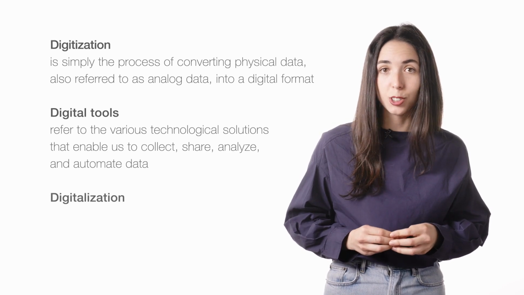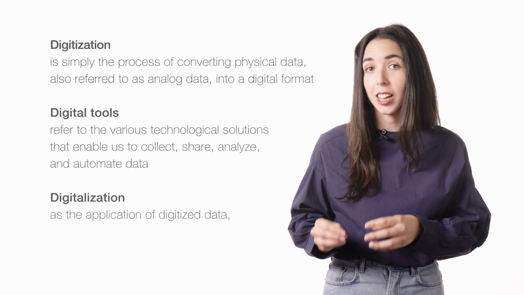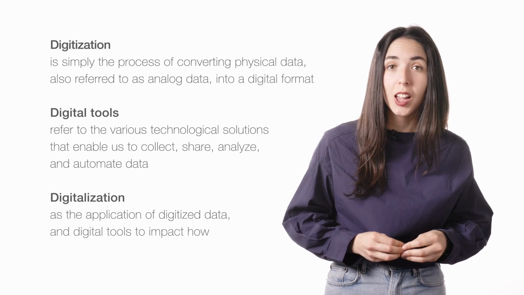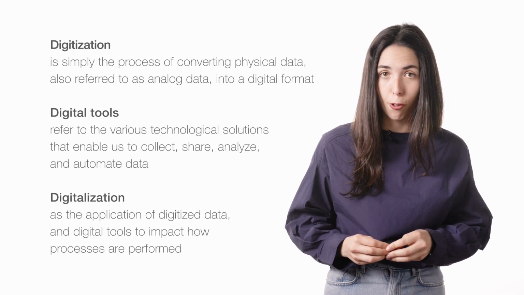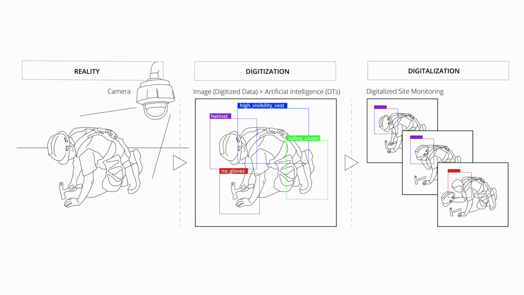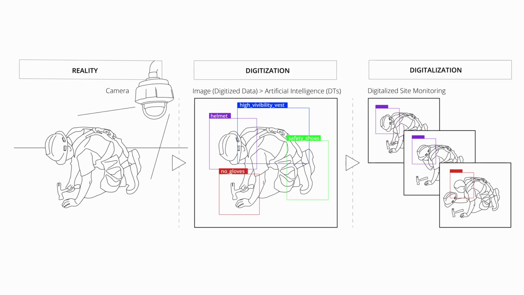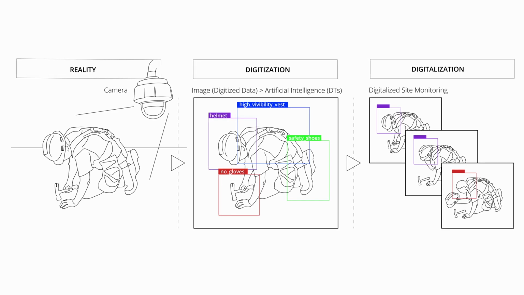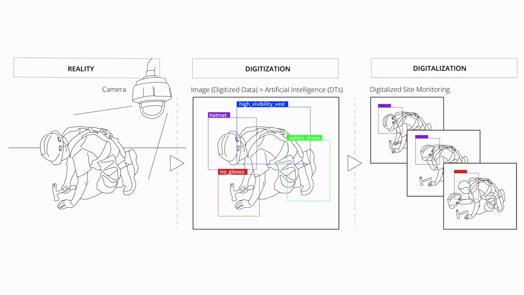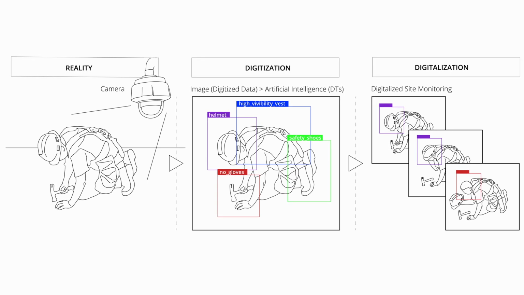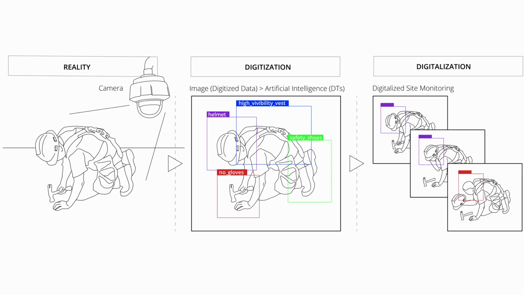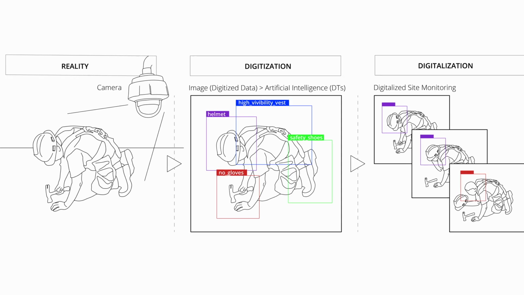Digitalization can be understood as the application of digitized data and digital tools to impact how processes are performed. For instance, we could use a digital tool such as AI to analyze a collection of digital images from a construction site to automatically detect safety violations, like workers not wearing helmets.